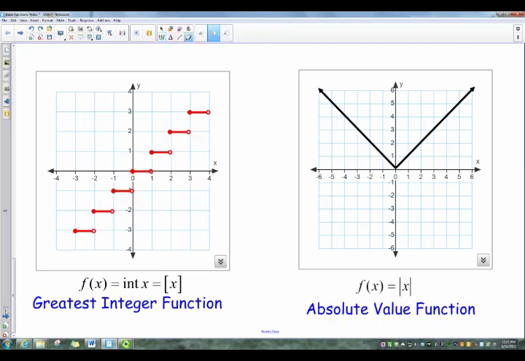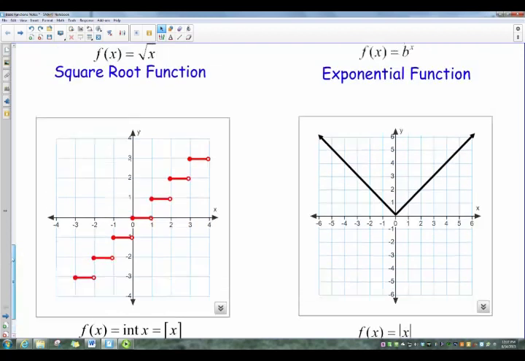Well, if it's not even and it's not odd, what is it? Well, we just call those neither. So it's neither even nor odd. We just call them neither.